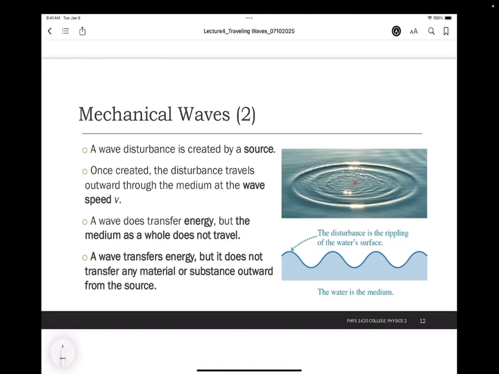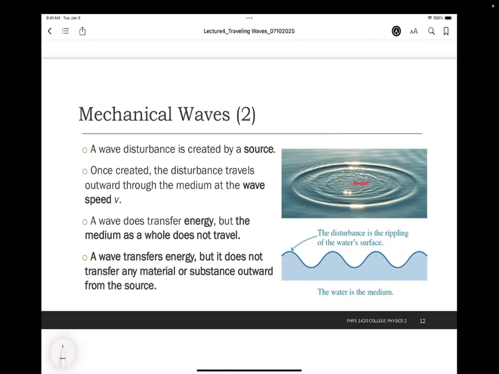Once created, the disturbance travels outward through the medium at the wave speed v, and a wave does transfer energy, but the medium as a whole does not travel. Like the water, it will not travel, but the wave will transfer the energy. A wave transfers energy, but it does not transfer any material or substance outward from the source. So the water will not be transferred somewhere. The water always stays where it is, but there is some energy.